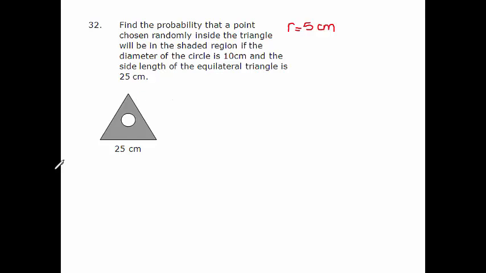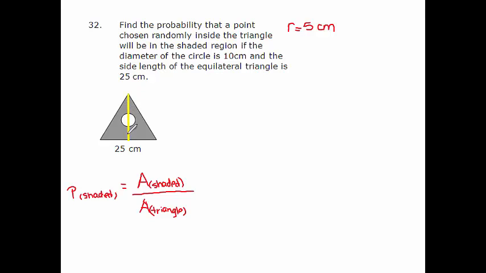So in order to find the probability that it lands in a shaded region, we need the area of the shaded region over the area of that total triangle. So in order to find the area of the shaded region, I need the area of the total triangle, and then I need to subtract the area of this little circle. One thing we need in order to find the area of the triangle is going to be this height.